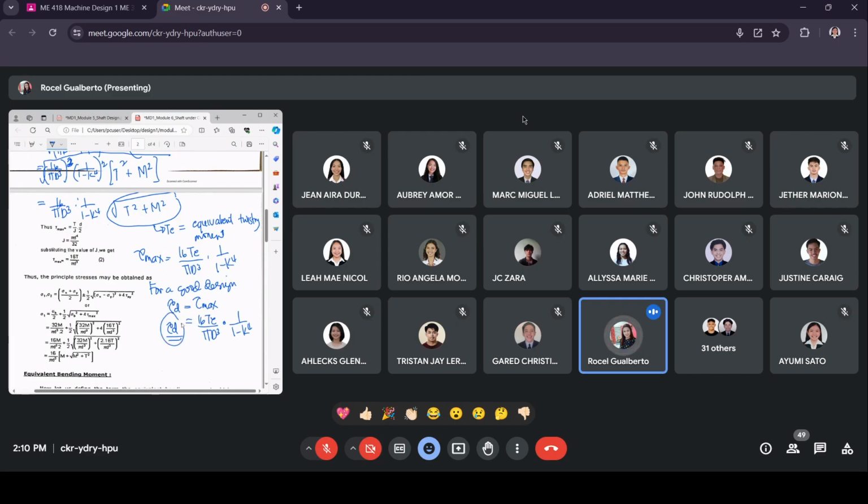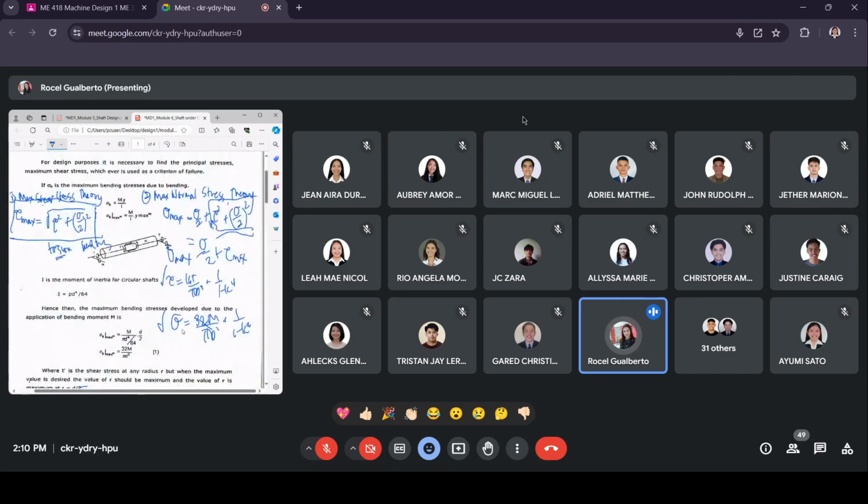And this tau d here can be tau u over factor of safety, or tau y divided by factor of safety. Any of the two. This maximum shear is used if your member is a ductile material. So this is used only if the material is ductile and subjected to combined torsion and bending. Combined loads of torsion and bending on our shaft, and at the same time a ductile material.